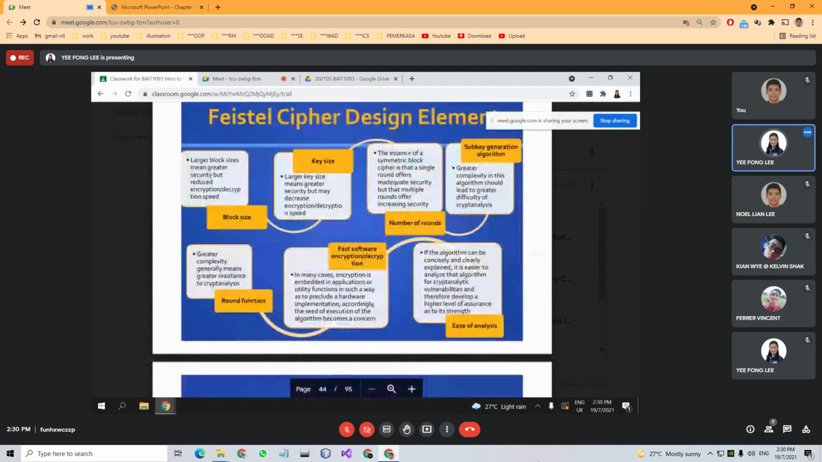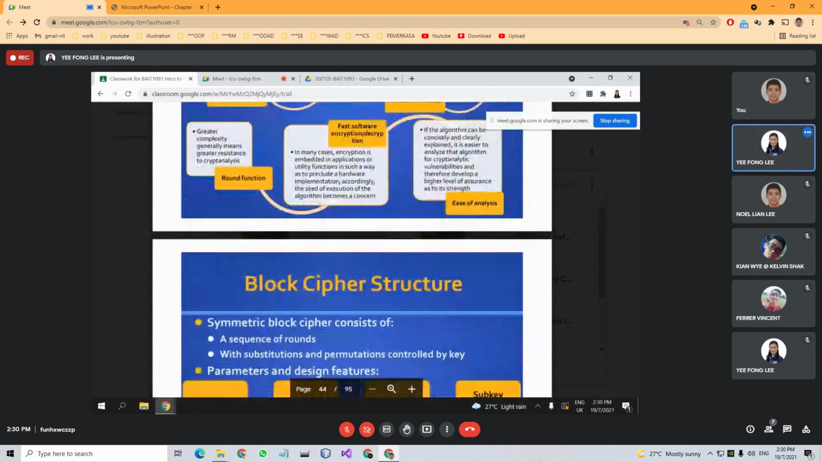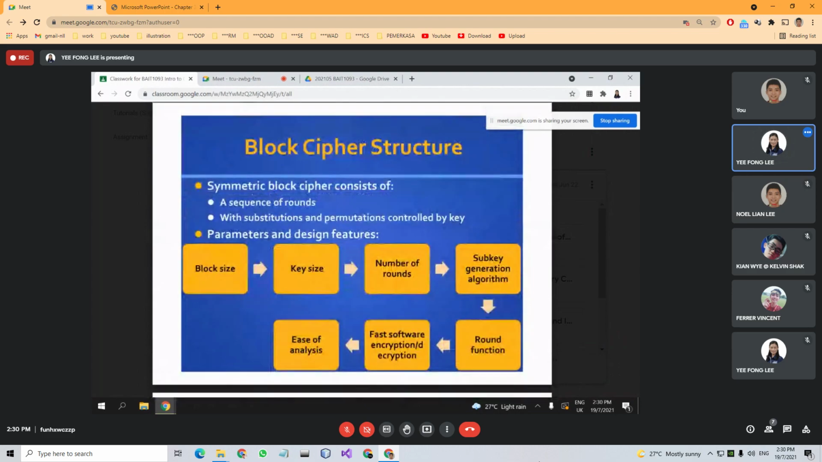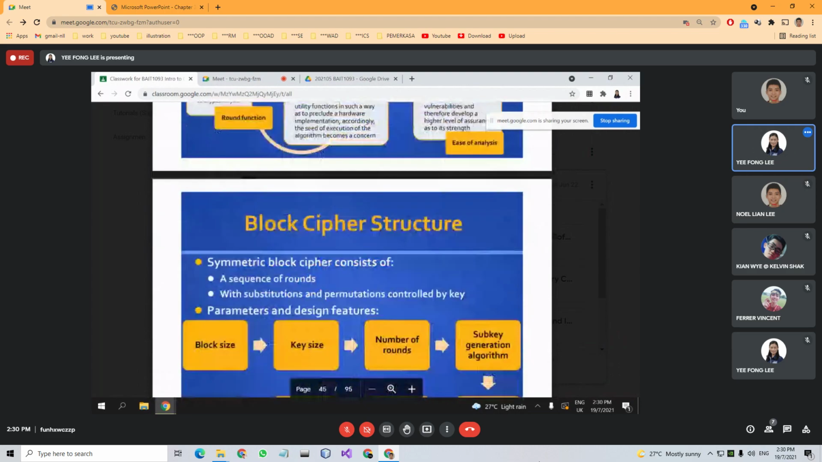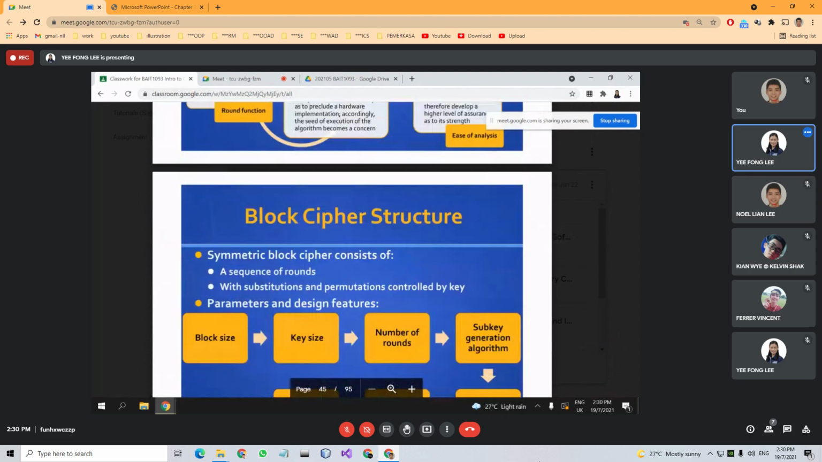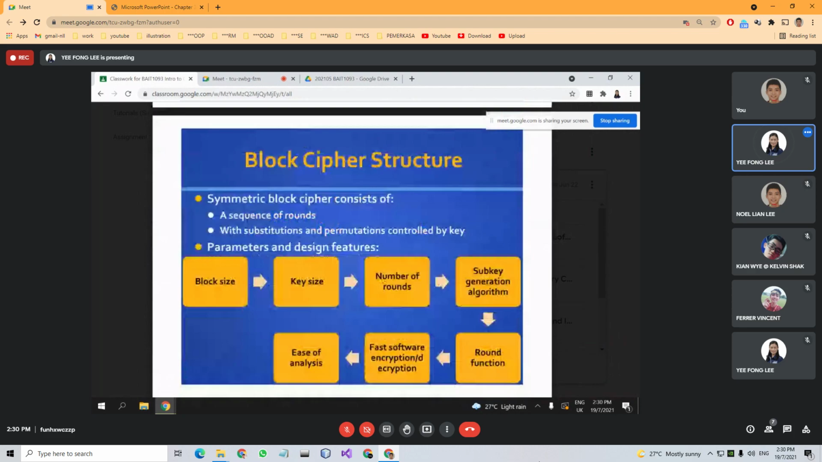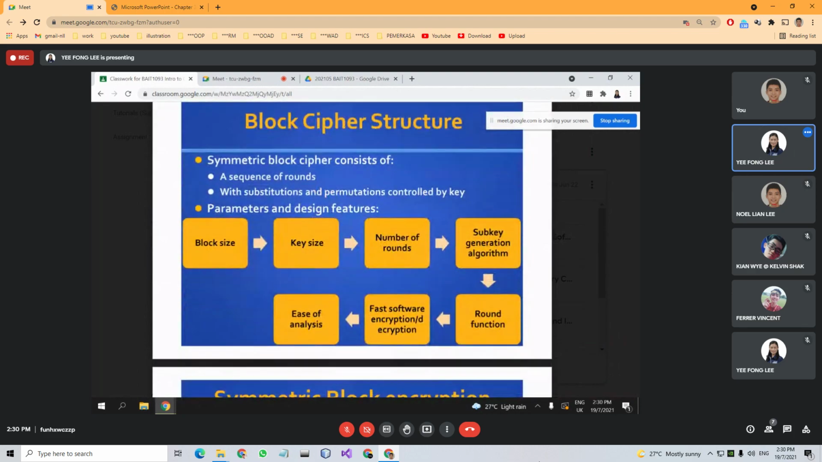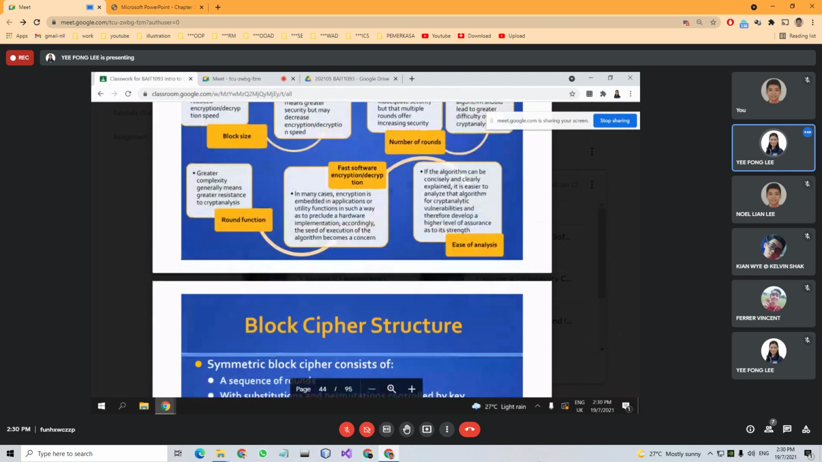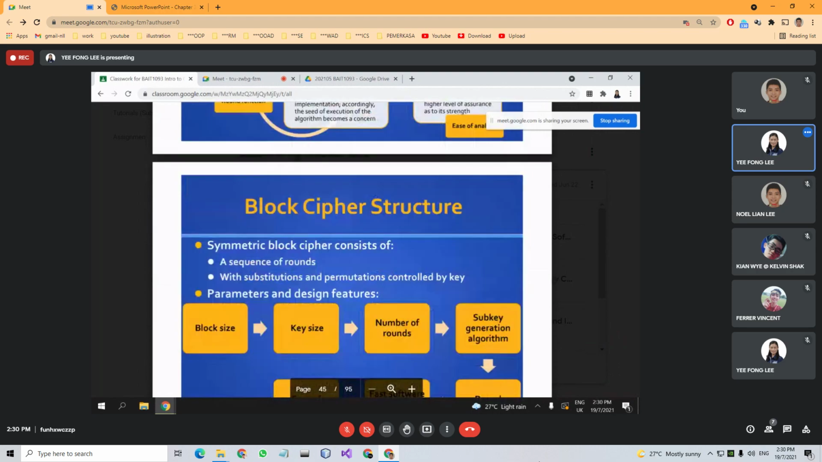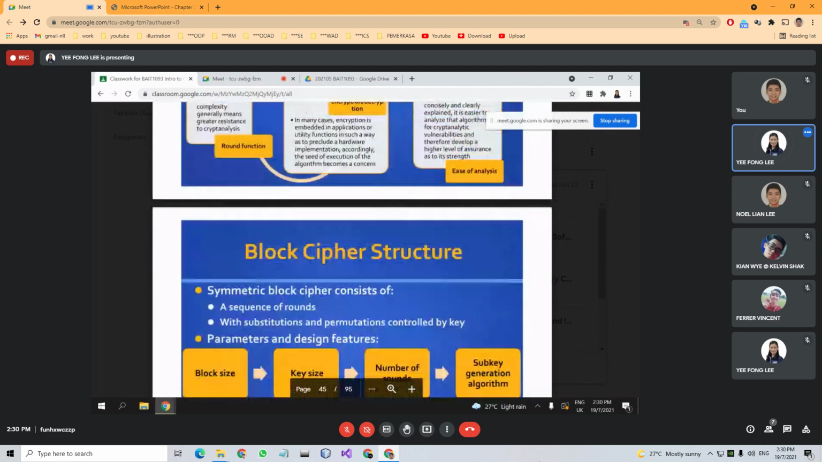Next, we look at the Feistel cipher design elements, the cipher design element and the block cipher structure. We look at the design features here: there are seven, from block size until ease of analysis.